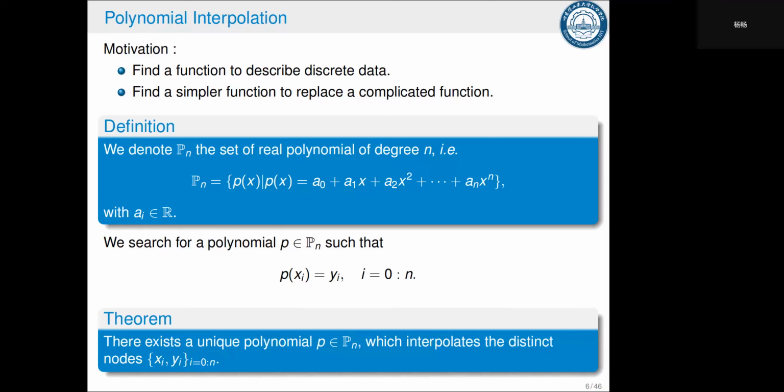So we want to find some very simple functions that are very close or very similar to the complicated function, and then we can just replace the complicated function by the simple function. Then when you want to do other operations, the job will be very easy. So these are the two main tasks.